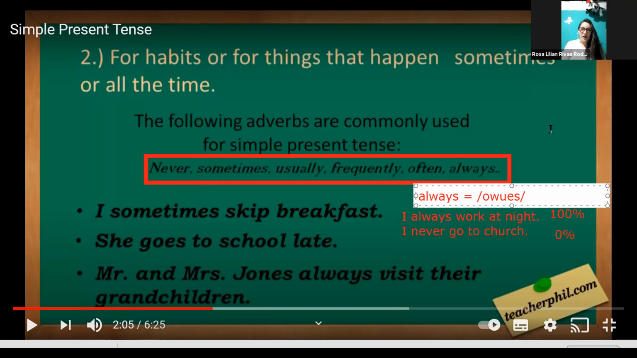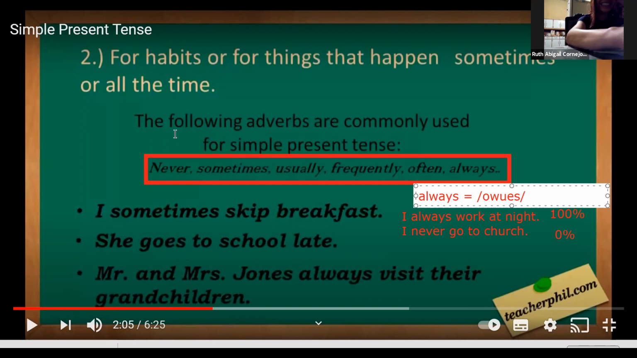Okay, Rosie, now give me your example using never. I never get up late. Okay, you never get up late. Good example. All right, Ceci, give me your example using always. I always eat my breakfast at 7 o'clock. Okay, never. I never go to the gym. You never go to the gym. Okay.